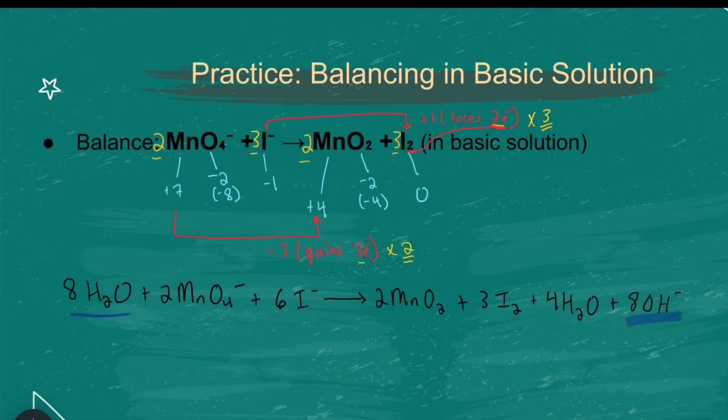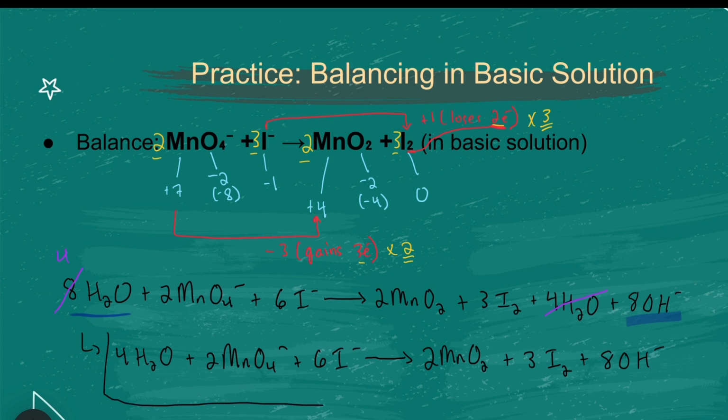Now we're going to simplify this redox reaction by canceling out any like terms on each side, which in this case would be the waters. So the 8 would reduce to 4 for the reactant side, and then the 4 waters would be just eliminated, and that would give us this final balanced redox reaction.